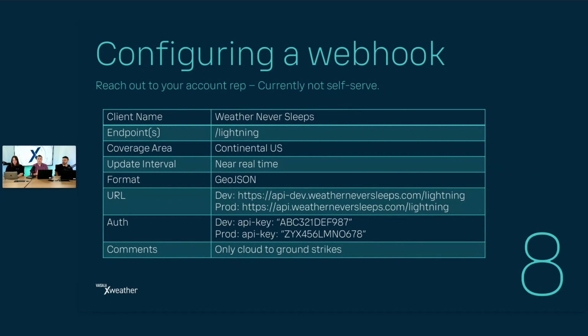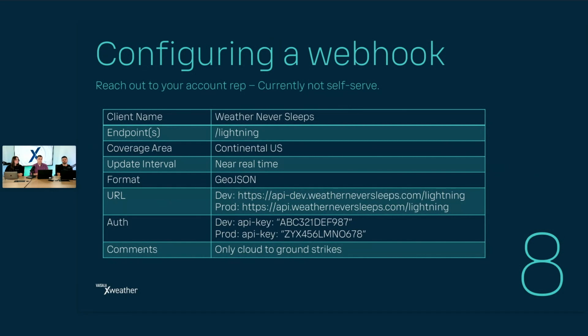Now, as far as the coverage area is concerned, we could send you continental US, maybe a specific state or country, or you can even provide a bounding box or a polygon specific to the areas you're concerned about. And then the update interval: it doesn't always make sense to be near time updating in that micro batching fashion that Seth talked about. Maybe you only want updates every 5, 10, 30, 60 minutes. We can do that as well. So you let us know how frequently you want that data.